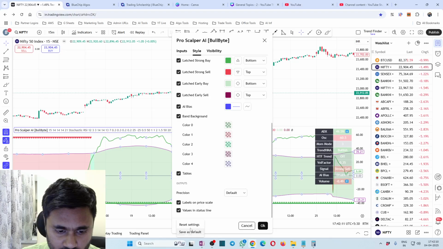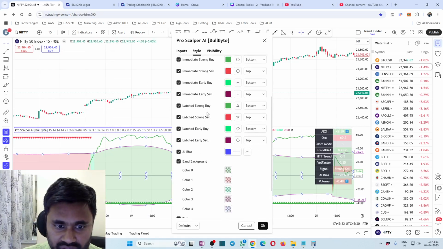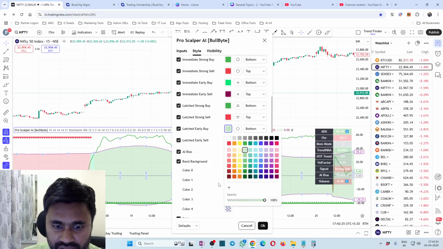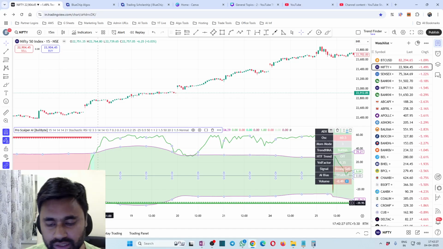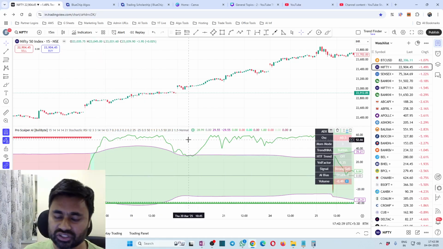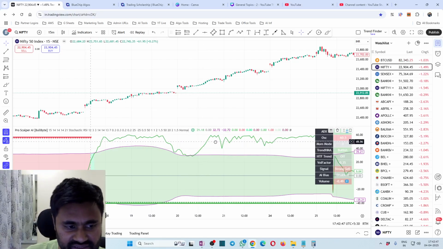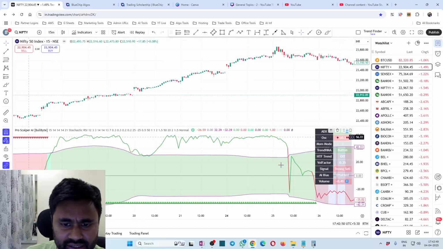If I go and hit reset settings, you can see that there are light green for diamond symbols and dark green for up arrows. So you can go here and change whatever color you want. I just changed this to a light color and hit OK, just to make sure that I can easily recognize. These are the early signals, latched early entry or early buy, but this is more like a strong entry. So you can choose whether you want to go with early signals or strong buy and strong sell.